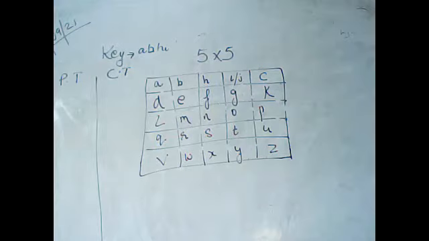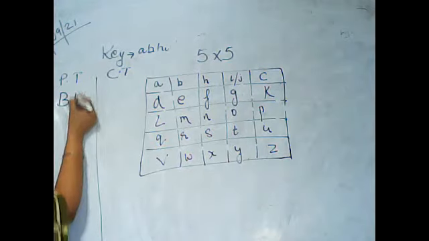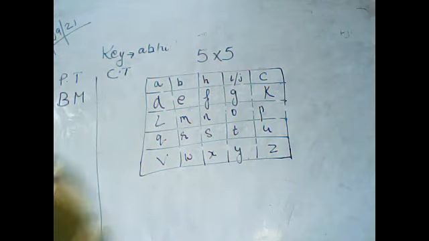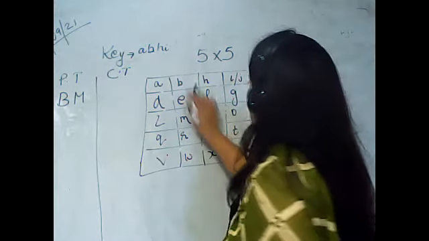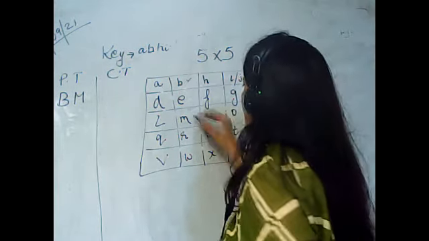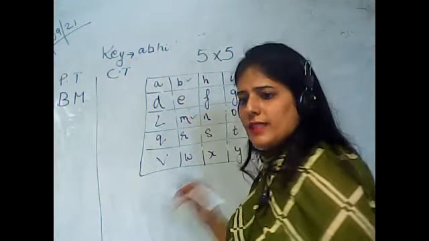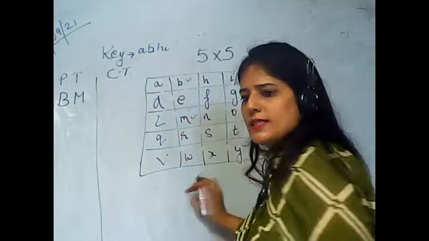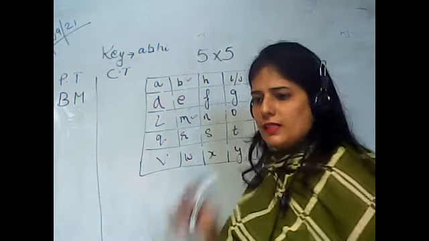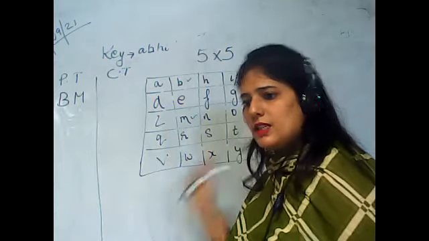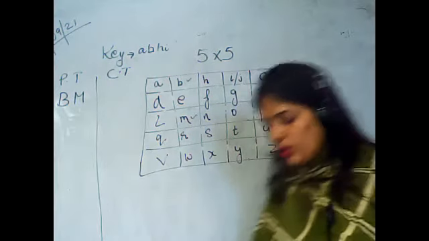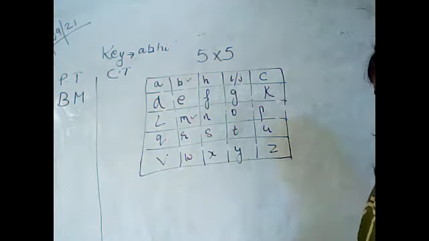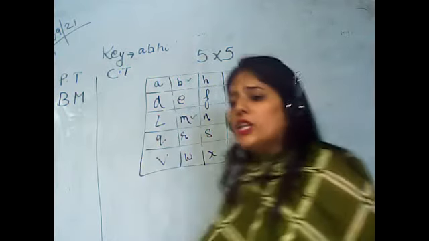So this is my plain text, and here I will define my ciphertext. Let's suppose my plain text is BM. We have to see at which particular part B and M are available. Yes, we have B here and M here. So both the alphabets are in the same column. B and M belong to the same column. Fine. So what does the rule say? If they belong to the same column, they will be replaced by the alphabets immediately below them.